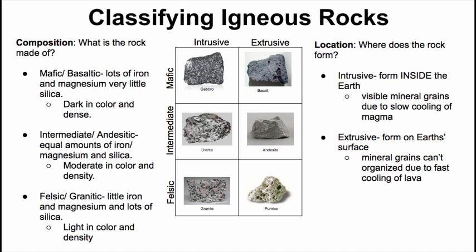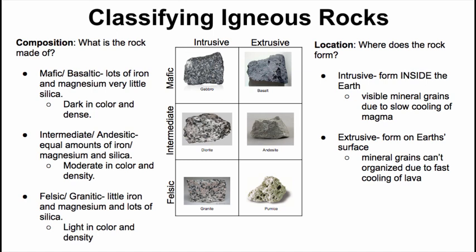Or is it light in color? If it's dark in color, that's known to be mafic or basaltic. Those two terms are interchangeable. And these rocks contain a lot of iron and magnesium and very little silica. So they're very dark in color and they're very dense.